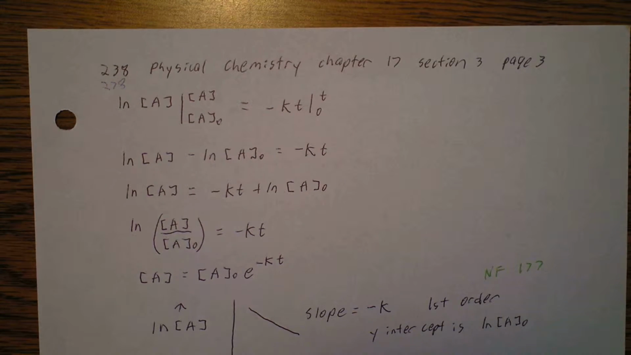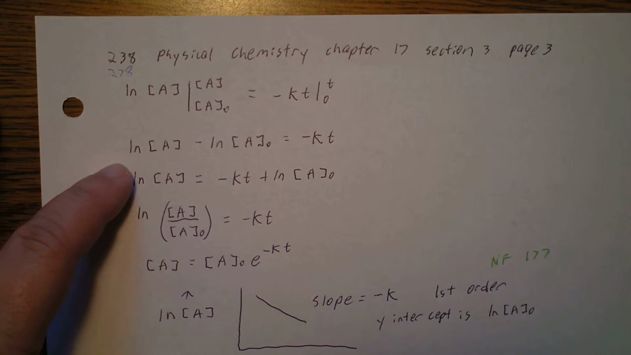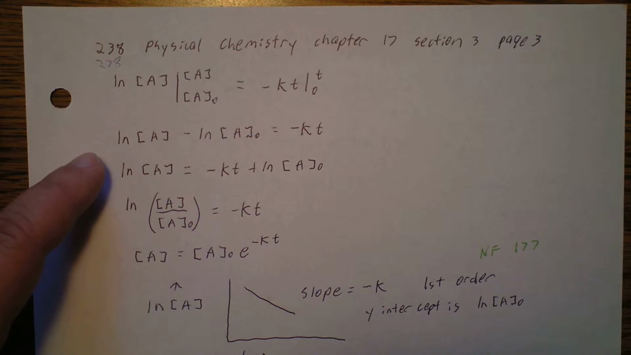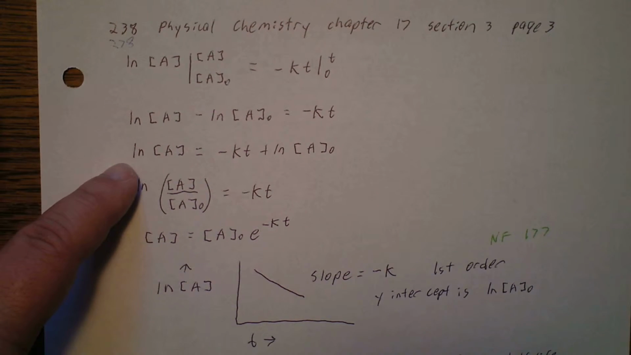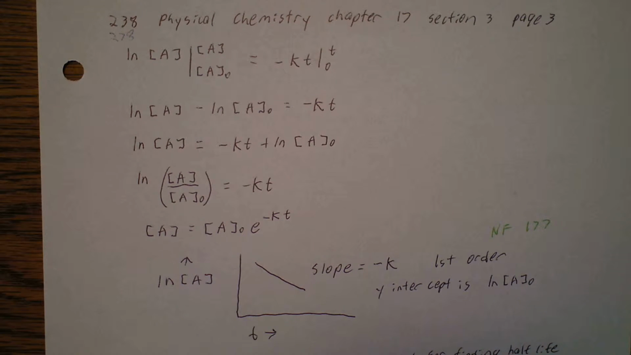So that gives us the natural log of the concentration of A evaluated from the initial concentration of A to the current concentration of A. And that's equal to minus kt evaluated from 0 to t. So that gives us the natural log of A minus the natural log of the initial concentration of A equals minus kt. Or we can get the natural log of the concentration of A is equal to minus kt plus the natural log of the initial concentration of A.